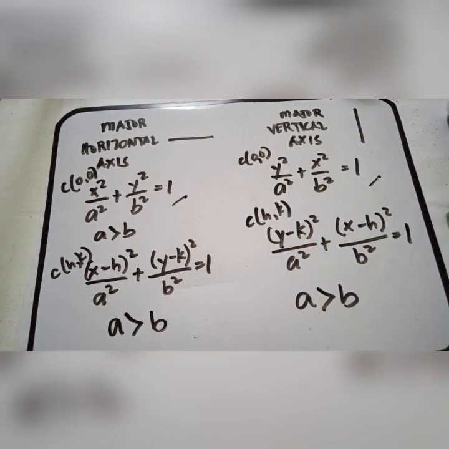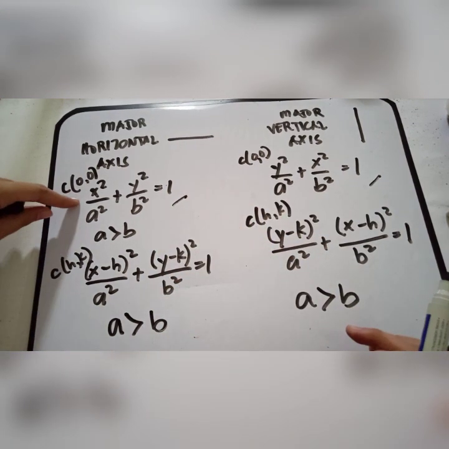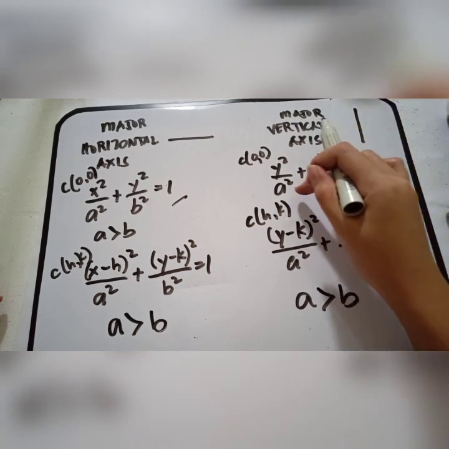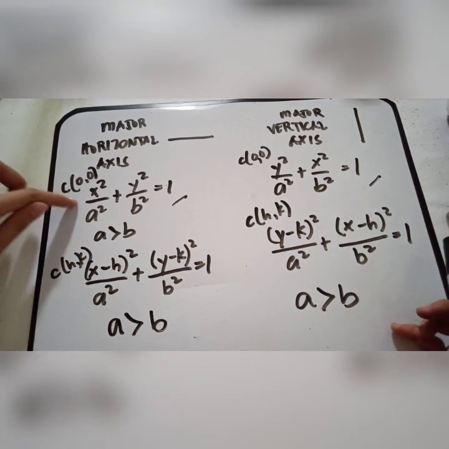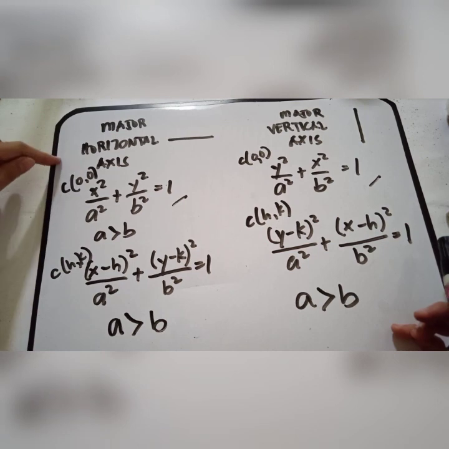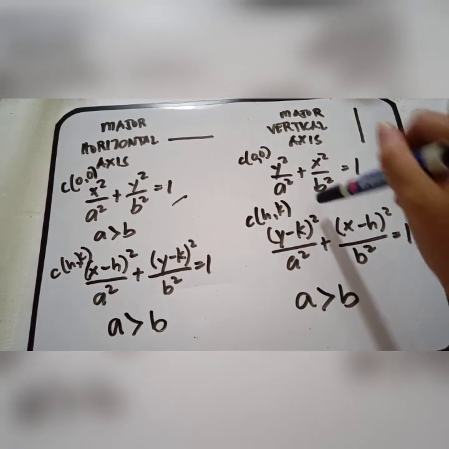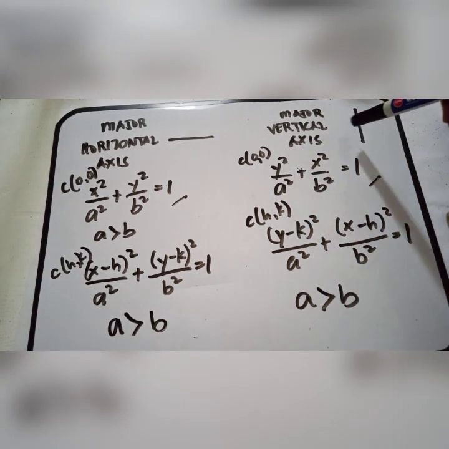Almost the same, right? The difference is that above the a is x, and for the vertical it is y. So always remember, when a goes with x, it means it is horizontal. When a goes with y, it means it is vertical.